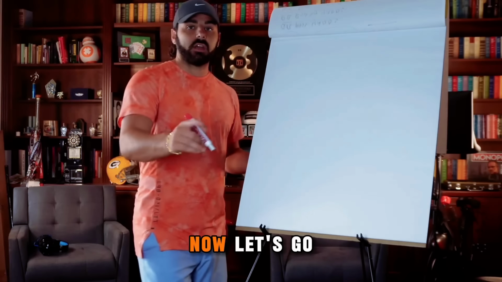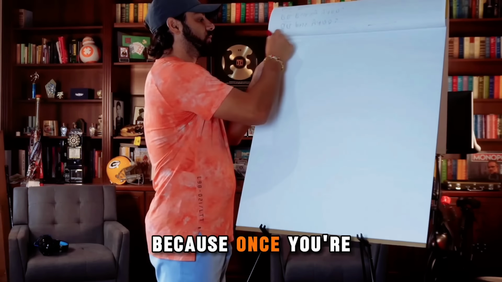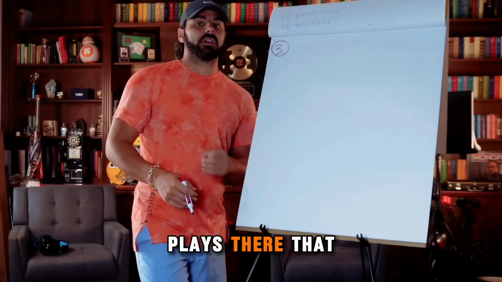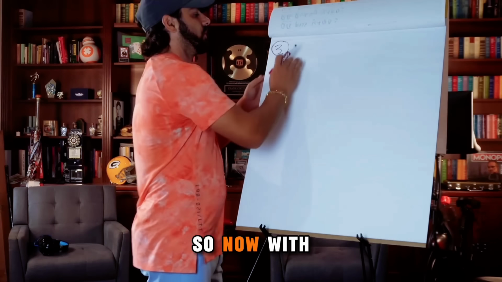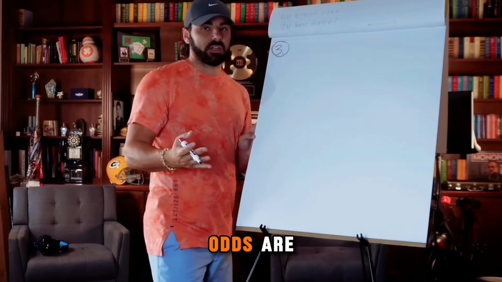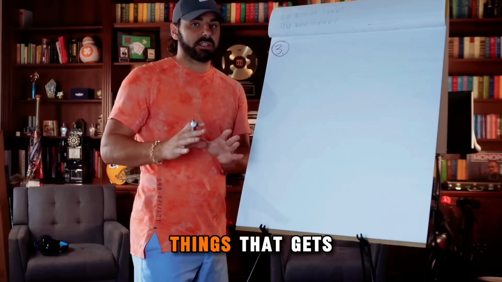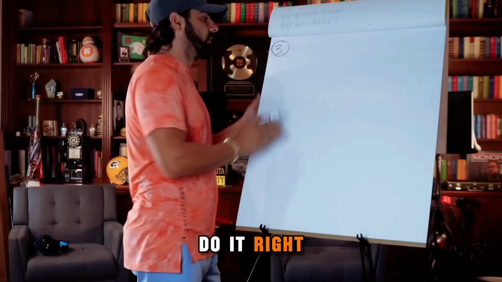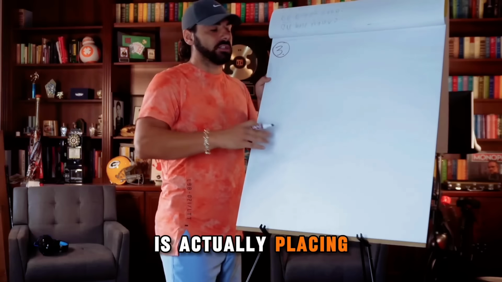Now let's go ahead and get to number 3 here, because once you're able to find your quarterback, receiver, and running back, and you're able to look at their alternate overs, you're able to find that plus edge, you should find, obviously, at least 3 plays there that are plus edge. So now, depending on what the odds are, this is one of the biggest things a lot of people do the wrong way, and I'm going to teach you how to do it right here, which is actually placing that bet.